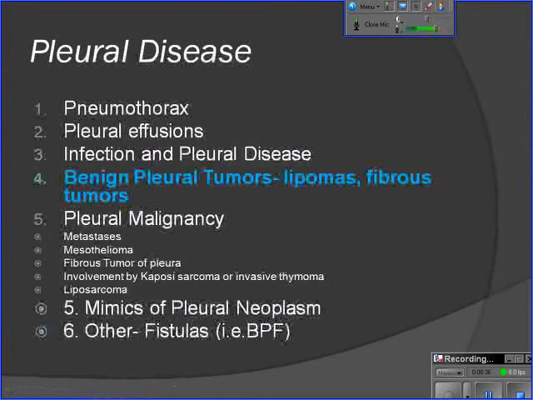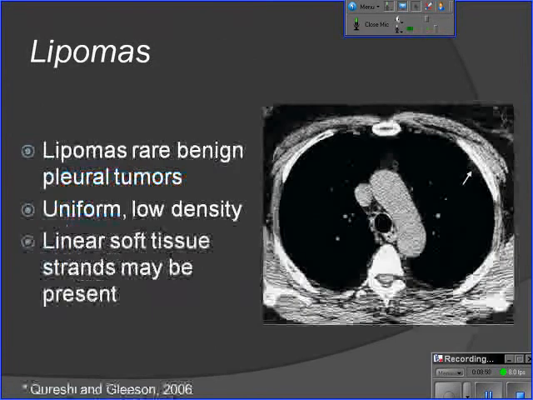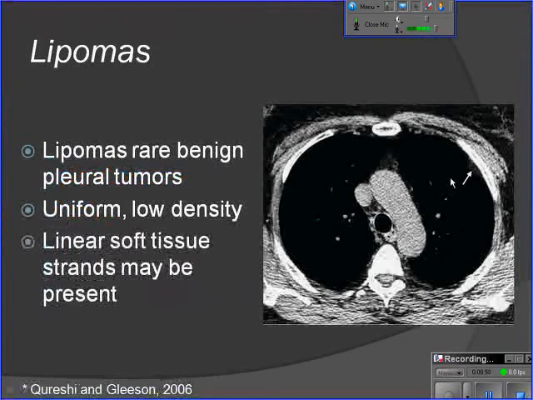I'm going to touch a little bit on benign pleural tumors. What I have included here are lipomas and fibrous tumors, but fibrous tumors can be both benign and malignant, so I'm going to talk about them under the malignant category. We're just going to touch on lipomas here. I don't know if this projects very well, but the lipoma is located here in the left aspect. Lipomas are rare benign pleural tumors. They typically are uniform with fat density. They can have linear soft tissue strands within them as well.